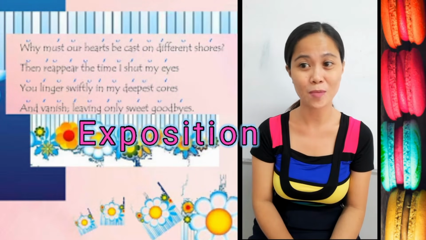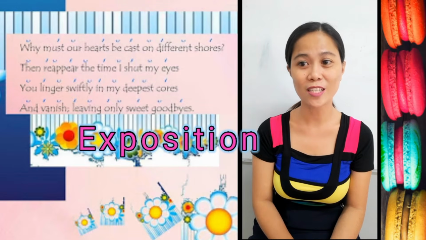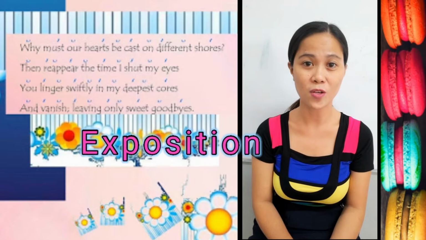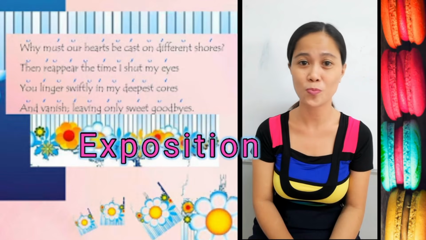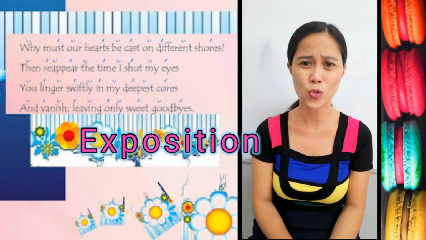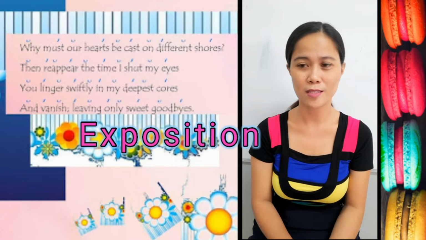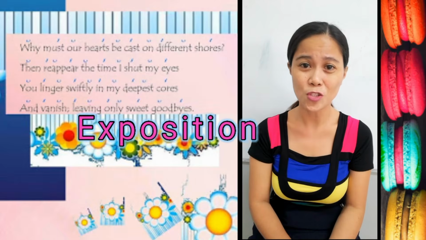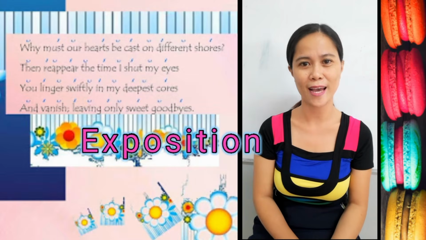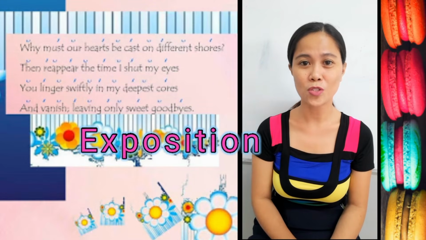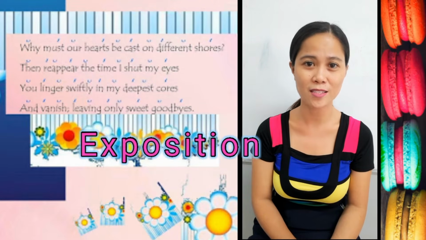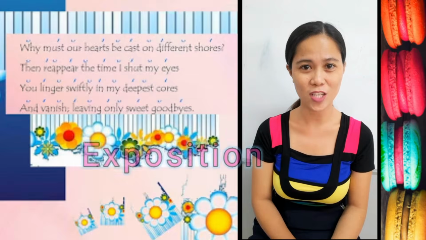Then reappear the time I shut my eyes. You linger swiftly in my deepest pools and vanish, leaving only sweet goodbyes. So the time you spend together must be short, very short. And sometimes the lover would just see you in their dreams, in daydreams, or in moments like that. Then they would just go on to imagine that you're there, and then when they open their eyes to reality, you're not actually there.